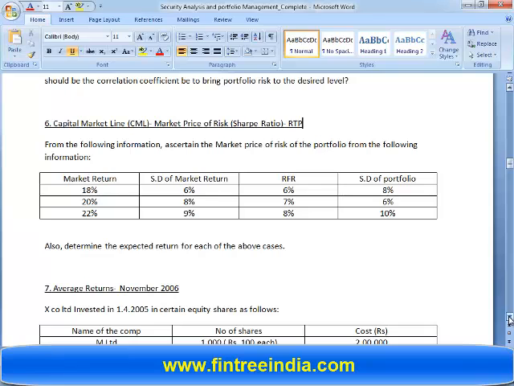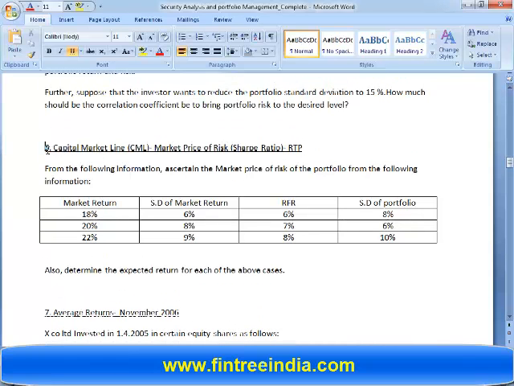Question number 6. Capital market line. Do you remember it? Oh, again the numbers have gone wrong. Question number 7, which would make this as 8. Okay, so question number 7. From the following information, ascertain the market price of risk of the portfolio. Market return is given, standard deviation of market return is given, risk-free rate is given, standard deviation of the portfolio is given. Second, also determine the expected return for each of the above cases.